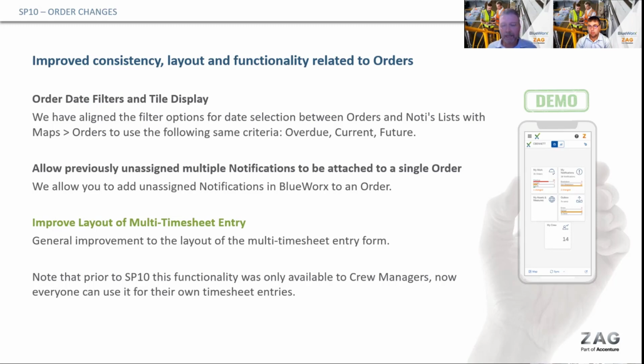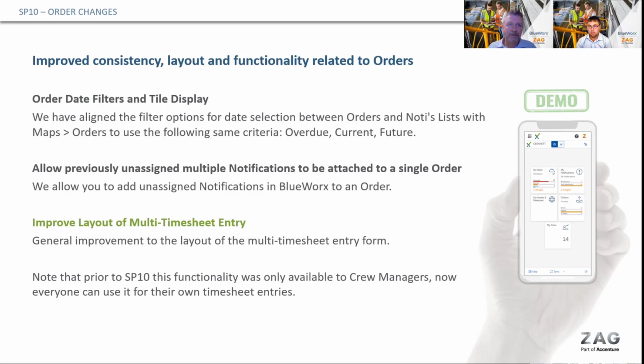Another change we've made at customer request is that you can now assign multiple notifications to a single work order. So those notifications that might be there that aren't already linked to a work order, you can now go and make the assignment, and that'll flow on through to SAP.